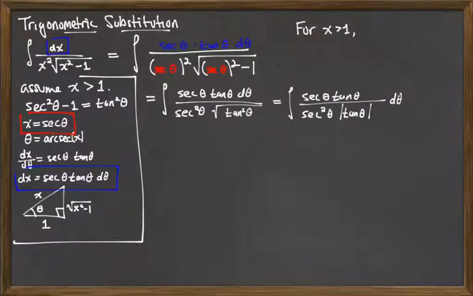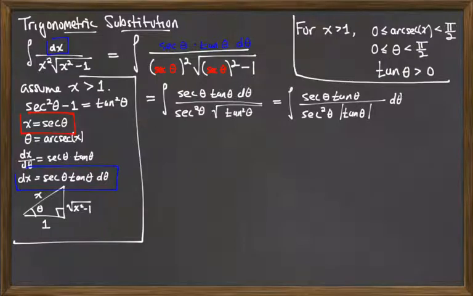However, when I'm looking at values of x that are bigger than 1, and I take the arcsecant of that value of x, your calculator, if you put in a positive number bigger than 1 and hit the arcsecant button, will give you something in the first quadrant, something between 0 and pi over 2. As a consequence, my angle theta will be in the first quadrant, and therefore the tangent of theta will be positive. I really don't need these absolute value bars by virtue of the fact that I'm assuming that x is bigger than 1.